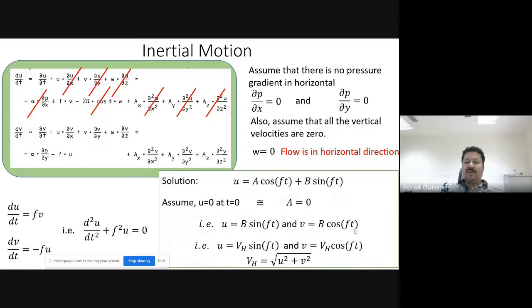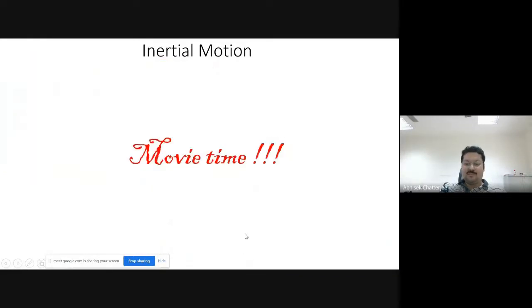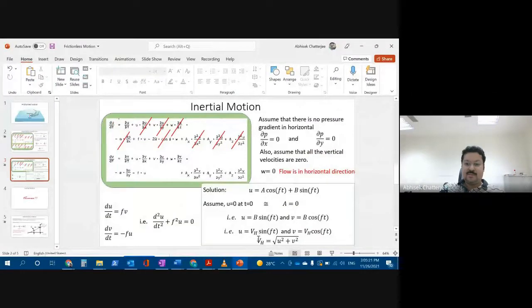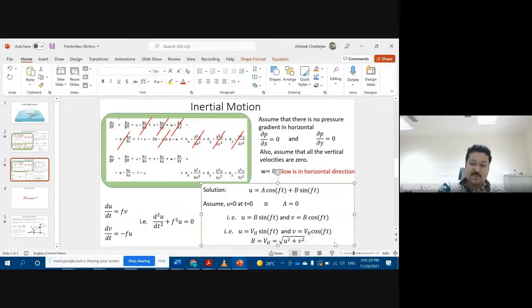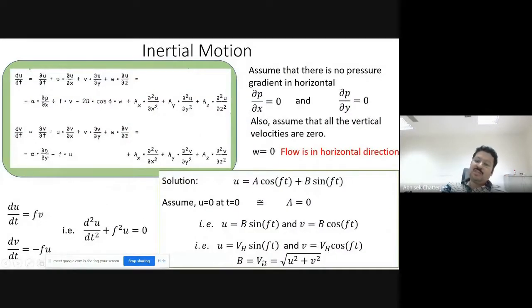And then you can find out the value of b also. Okay, so in this case b is written as vh. So b equals vh, which equals root over u square plus v square.